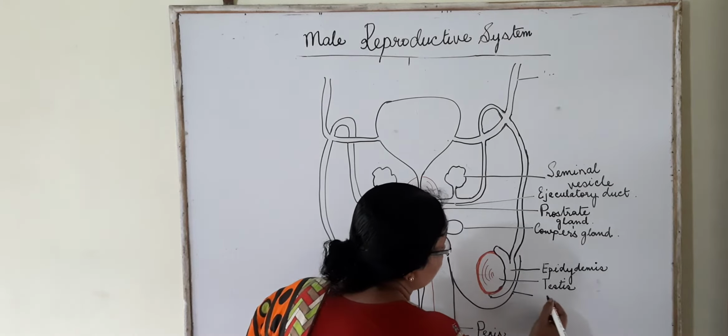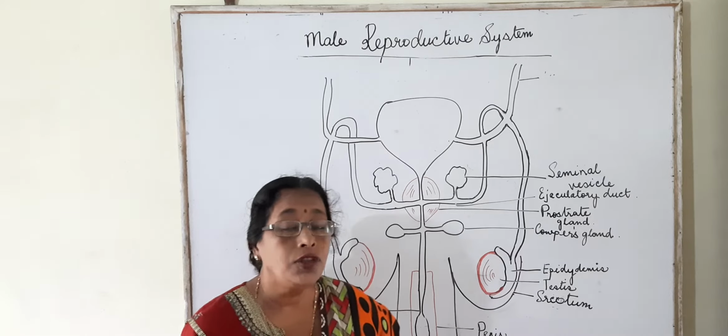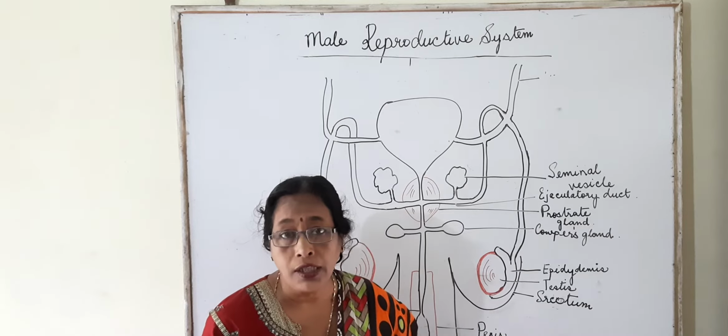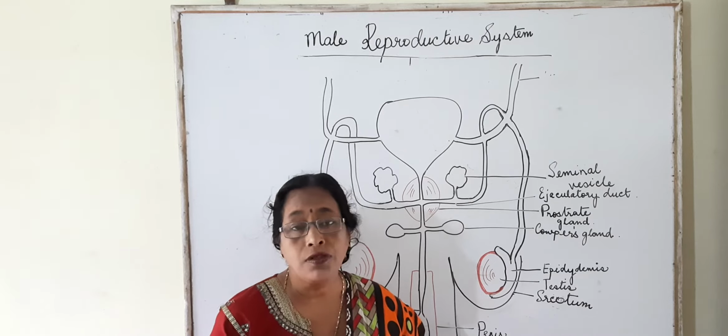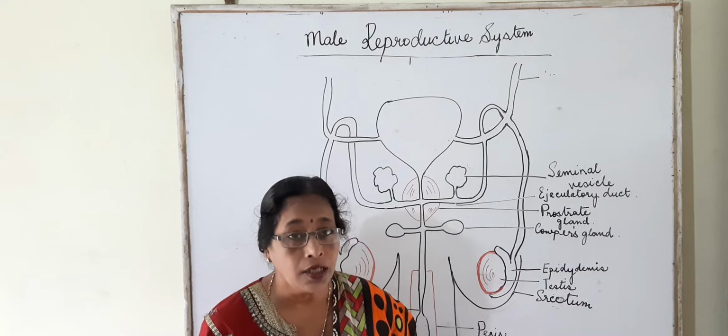The testis is the primary sex organ of the males. The scrotum maintains a temperature which is below the body temperature by 2 to 2.5 degrees centigrade. This temperature is suitable for the formation of the sperms and also for the viability of the sperms.